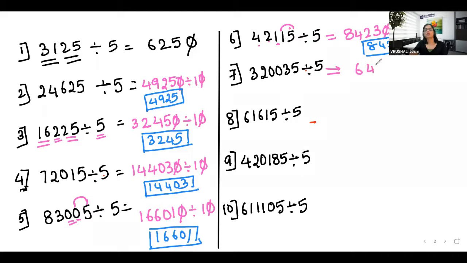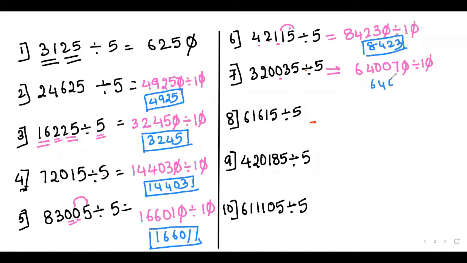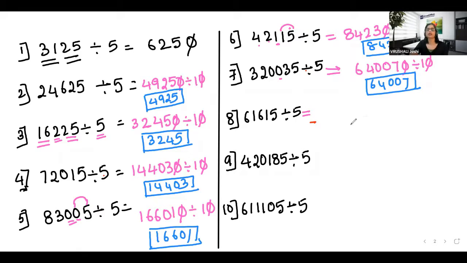Look at this. What is the answer? 6, 4, 0, 0, 7, 0 divided by 10. Cut it out. Your answer here would be 64007. Ma'am, I doubled it, then I cut the 0. I didn't do the divide. Yeah, correct. Yes, you can do that. Very true. That's the perfect way to do it. Actually, that's the shortest way.